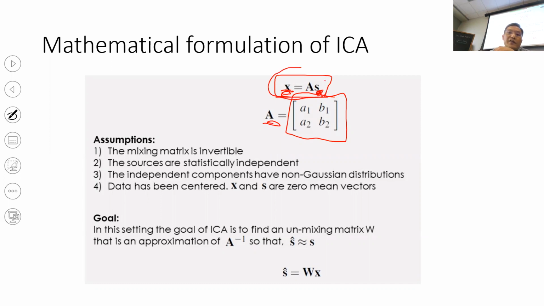Once we have this system, we want to solve for the values of A. Once we have that, we will apply A to X. So X times A inverse should be S. So you reconstruct the signal from the sources. Okay, that's what we want to do here.